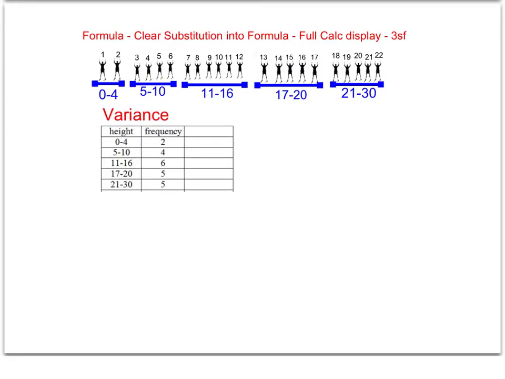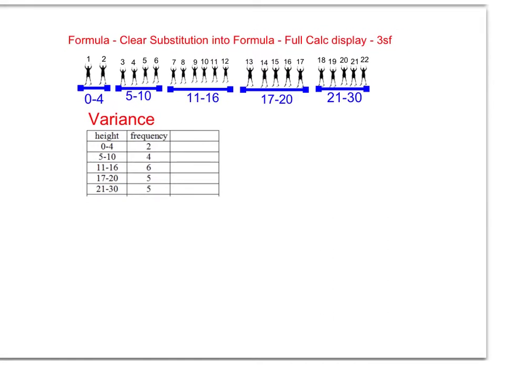So now variance. Again, we're going to add up the end points of the group. 0 add 4 divided by 2 is 2. And 5 add 10 divided by 2. And 11 add 16 divided by 2. 17 add 20 divided by 2. 21 add 30 divided by 2. And that gives us the midpoints.